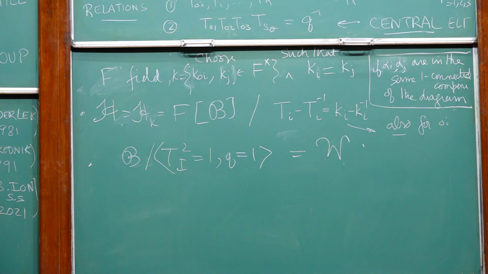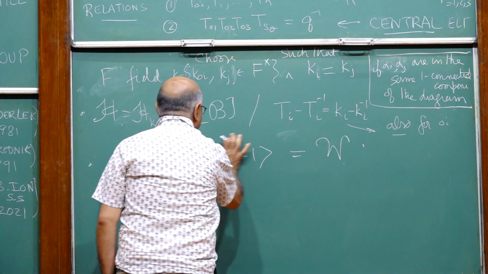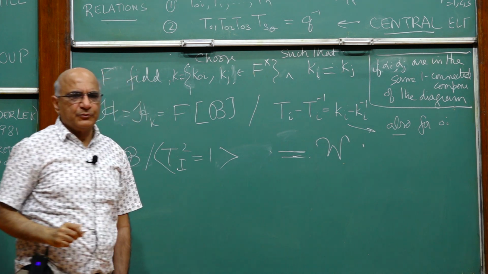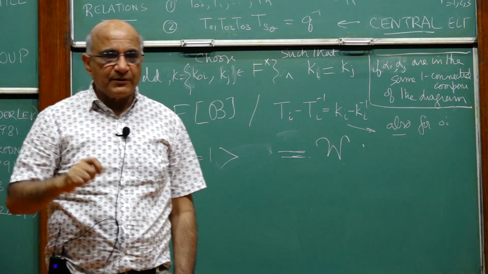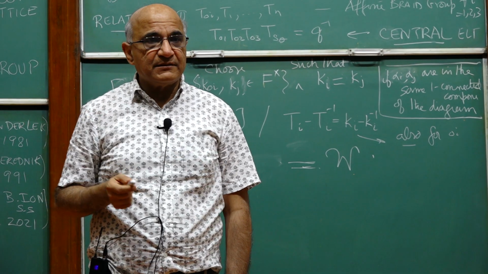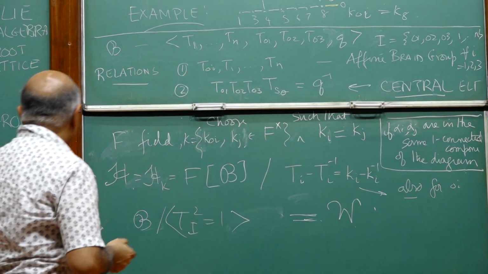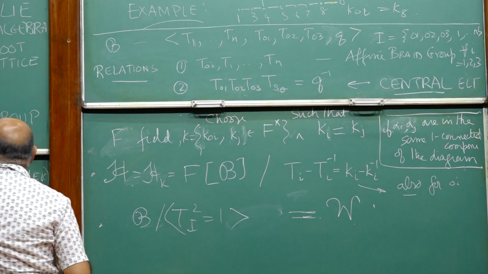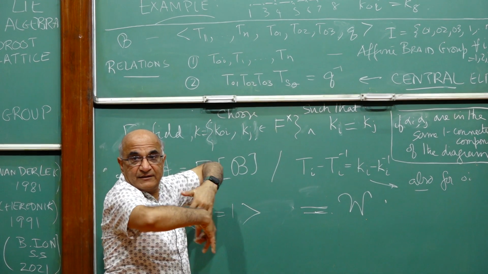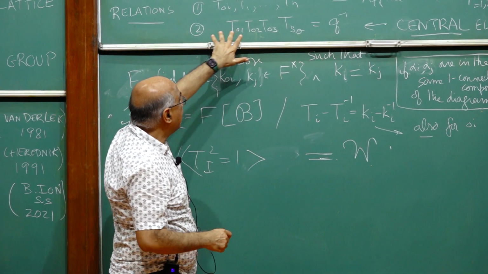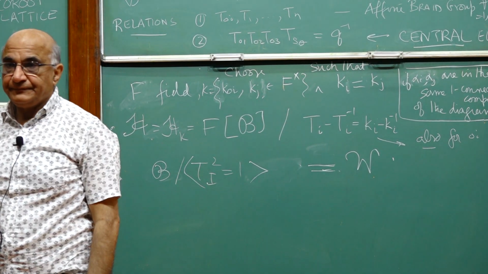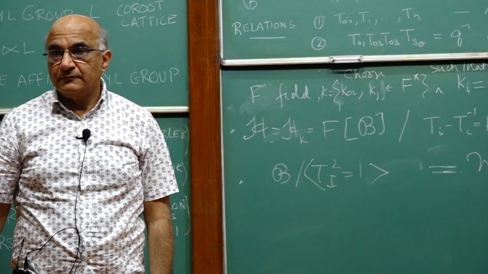I don't want to put Q equals 1. I just need to quotient by the quadratic relations. Then that's a presentation of the double affine Weil group. So it looks like a bunch of three affine Weil groups stuck together along this central relation.